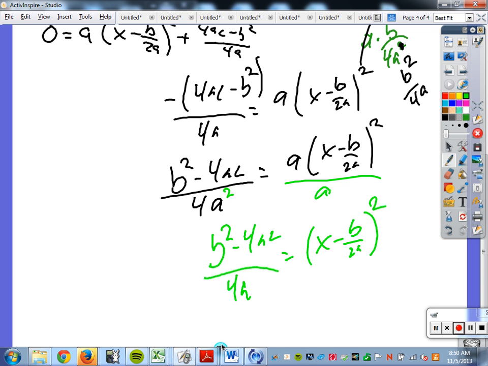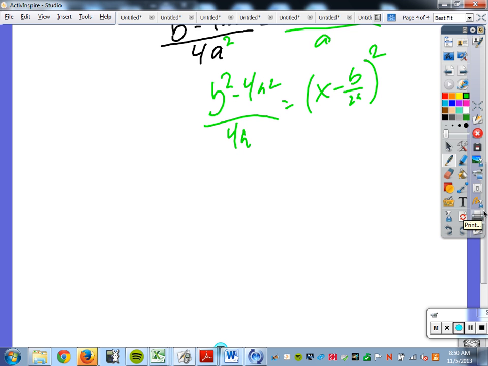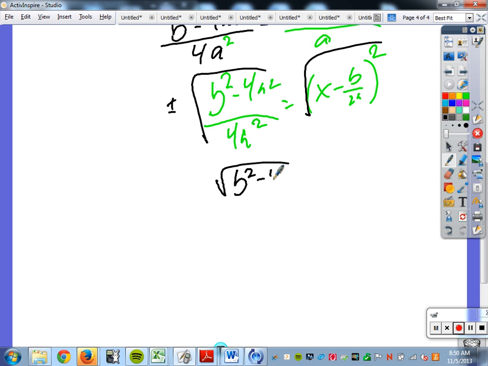How do I get rid of a square? Square root it. So I take the square root of both sides. But remember, when I take the square root, what do I have to do? Plus or minus. So I have the square root of b squared minus 4ac with plus or minus out front. And the square root of 4 is 2. The square root of a squared is a, equals x minus b over 2a.